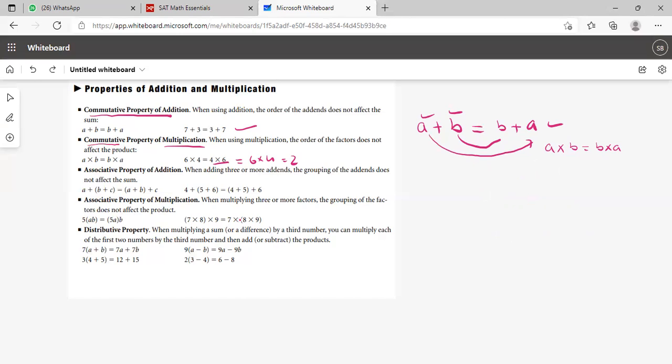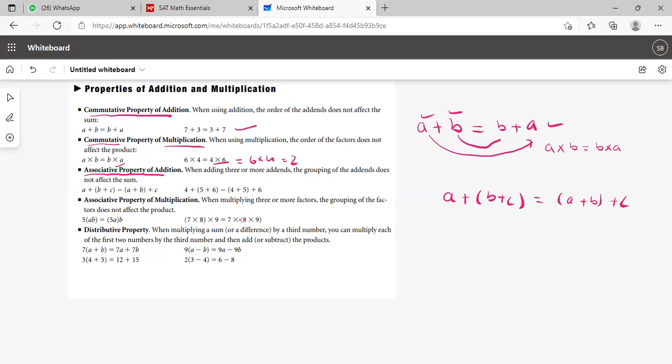Okay, let's talk about the associative property of addition. When adding three or more addends, the grouping of the addends does not affect the sum. (A plus B) plus C is basically A plus (B plus C). The associative property in cases of addition and multiplication have a similar structure.